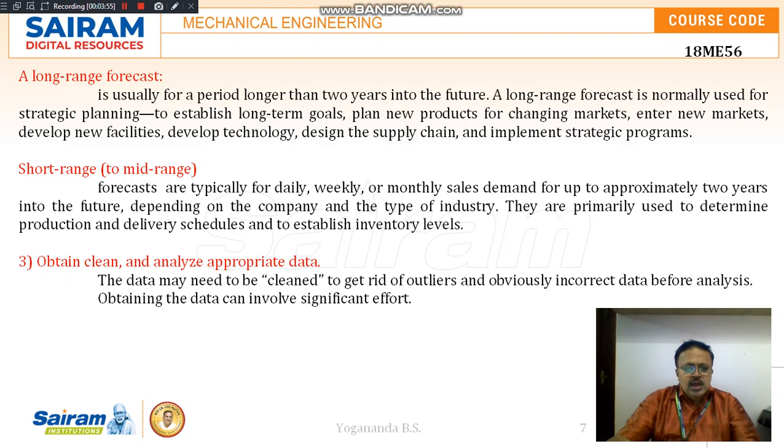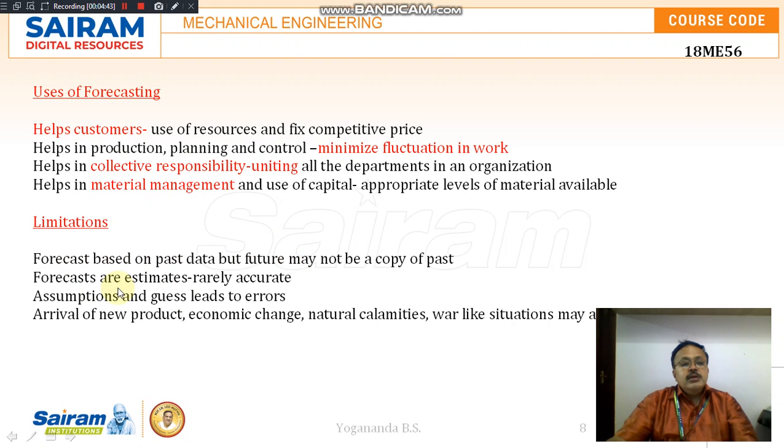Whereas for the short range to mid-range plans, the forecast will typically be for daily, weekly, or monthly demand for sales up to approximately 2 years in the future, depending upon the size of the company and the type of the industry. These short range and mid range plans will be primarily used to determine the production schedule and delivery schedules and to establish inventory levels, that is, storing the raw material received in the premises and the finished product to be delivered to the showrooms of the end users.